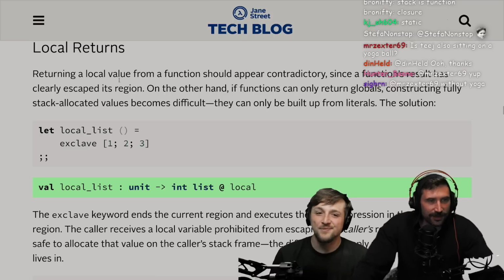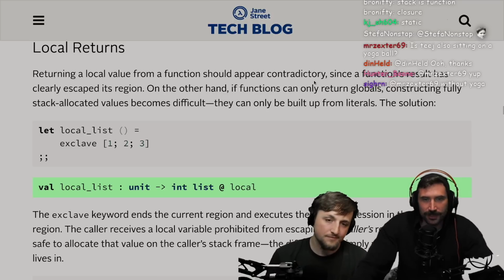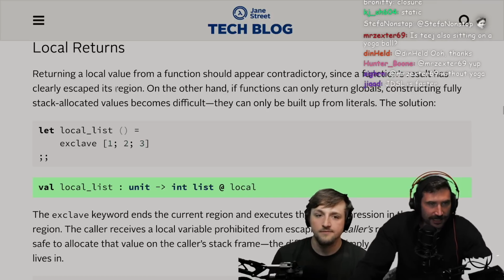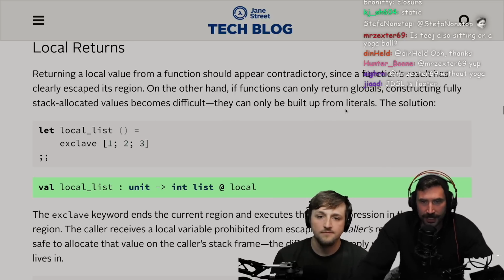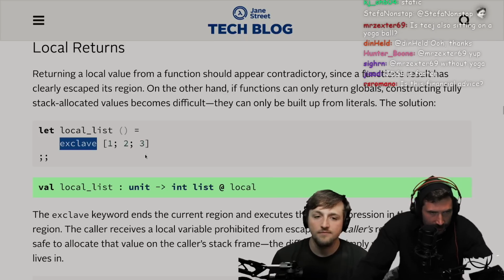Okay. Let's see. Returning a local value from a function should appear contradictory since the function's result has clearly escaped its region. On the other hand, if a function can only return globals, constructing fully stack allocated values becomes difficult. They become built up from literals. The solution: exclave? I don't know.